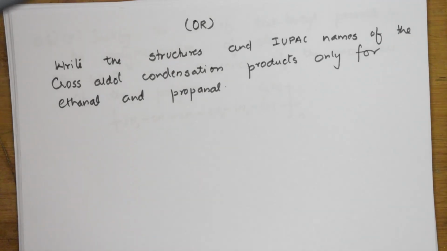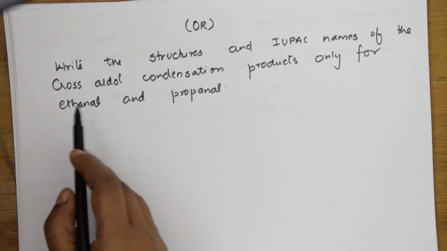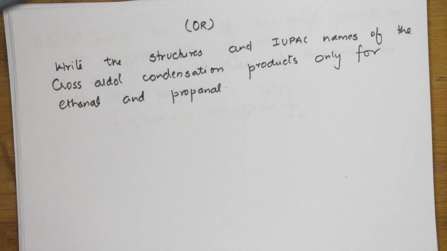Yes, students. Now let's come back and do the OR question in the 7th one. I told you there is an internal choice given this time. Now I am doing the OR question. Let's read. Write the structures and IUPAC names of the cross aldol condensation products only for ethanol and propanol. Okay, I did one video for cross aldol condensation.